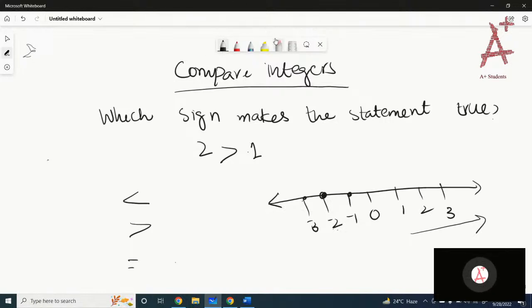Okay, the next one is negative 4 and 4. So which sign makes the statement true? Less than, greater than, or equal to? Very good. It is less than, because negative numbers are always smaller than the positive numbers. So negative 4 is less than 4. Got it?